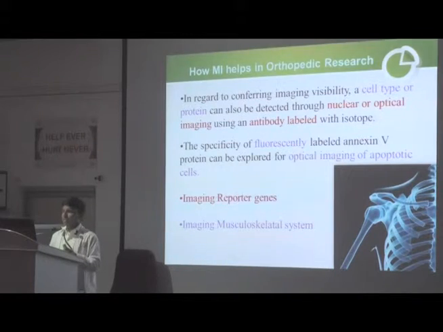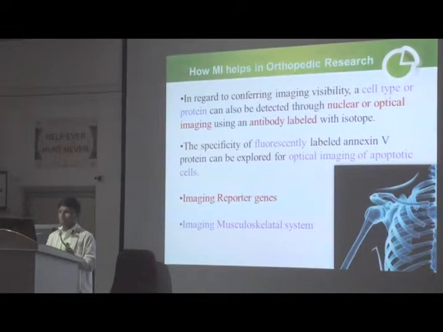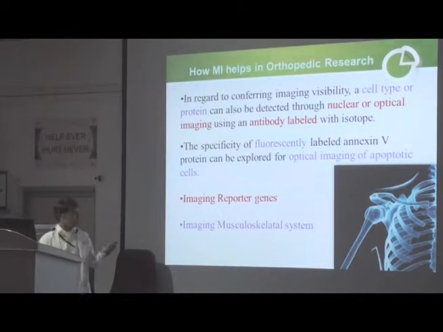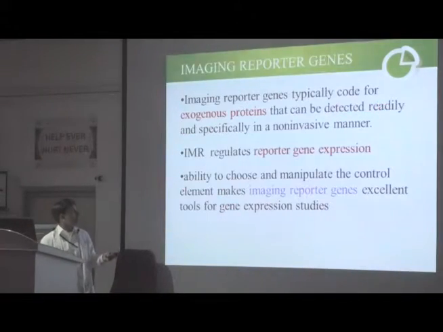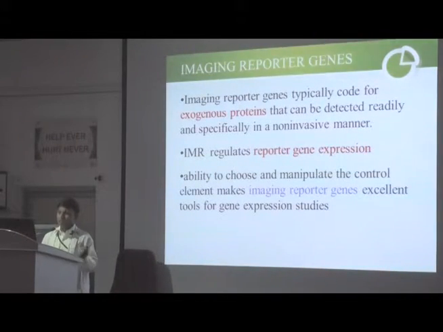After coming across all the problems in regard to conferring imaging visibility, a cell type or protein can also be detected through nuclear or optical imaging using an antibody labeled with an isotope. The specificity of fluorescently labeled annexin 5 protein can be exploited for optical imaging of apoptotic cells. It can also image reporter genes and musculoskeletal genes. Imaging reporter genes typically code for an exogenous protein that can be detected readily and specifically in a non-invasive manner. The imaging reporter gene regulates reporter gene expression. It also has the ability to choose and manipulate the control elements, making imaging reporter genes.